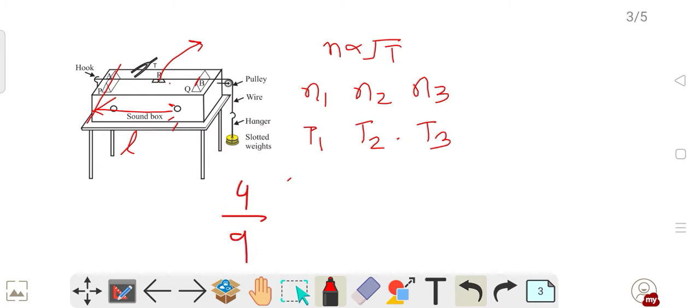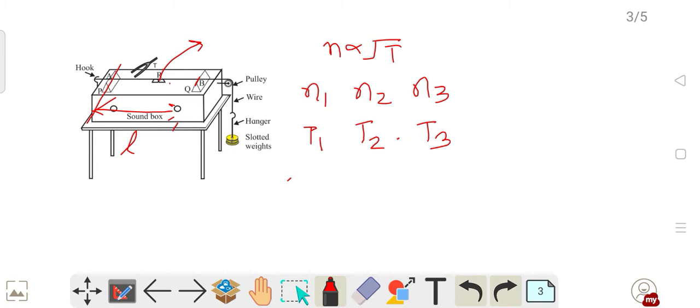Similarly they found some values of N2. Suppose they found the value of N2 as 16 and the value of T2 they found was 81 say. Okay, so similarly if you see what is happening here, these values I have taken wrongly.